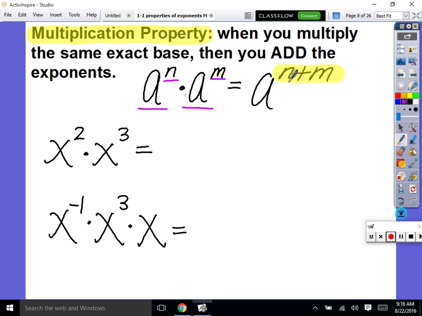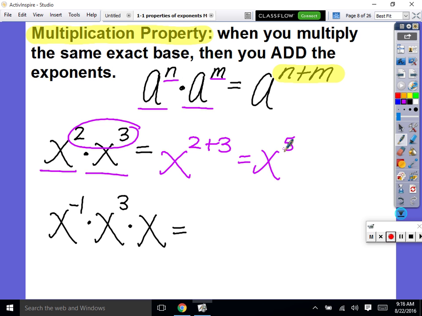Looking at my first example, x squared times x cubed. When you multiply, you add the exponents. So we would have x to the 2 plus 3, which is x to the 5th, right? Everybody? And why does that work? Because we know x squared is x times x, and x cubed is 1, 2, 3. How many x's are there? 5. You see how we got x to the 5th? Okay, let's do this one.